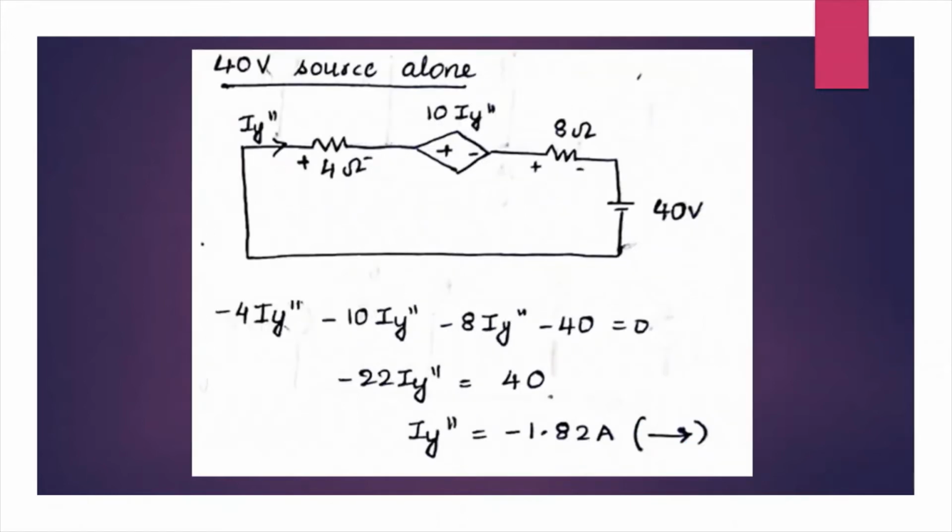Next case, we will find IY for the 40 volt source alone. In that case we will short circuit the 120 volt voltage source, and again we have open circuited the current source, which is 12 ampere. Again we get a simple loop where using KVL we can find IY double dash. So we will get minus 1.82 ampere, and the direction of the current is from left to right, which we have assumed.